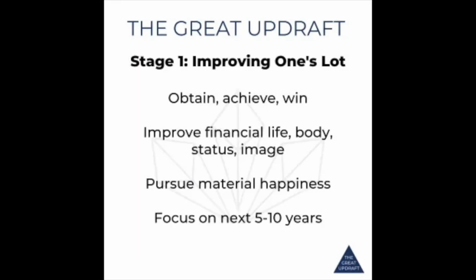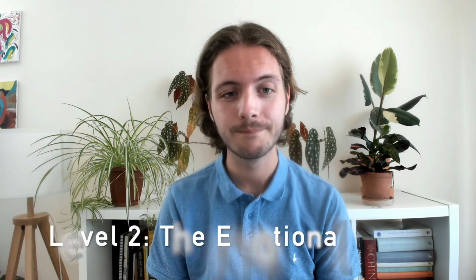Let's look now at a quick summary of stage 1. Great, let's get on to level 2 now, and I'm going to call this the emotional. And you're going to see why in a minute. So we go from level 1, the achiever, to level 2, the emotional.